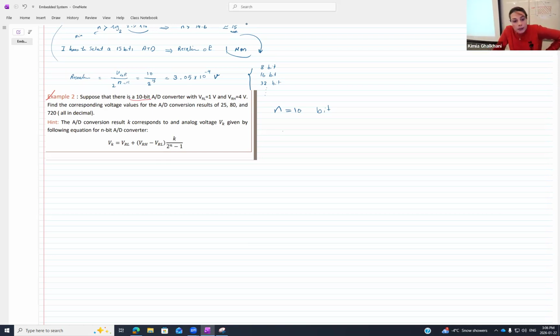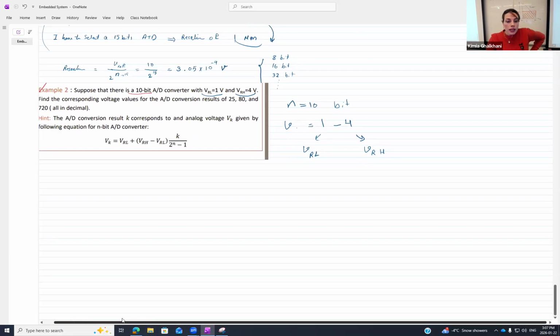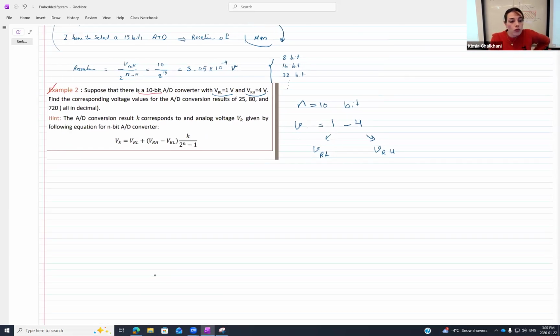and it's asking me, okay, you have also your VRL and VRH, means your voltage is 1 to 4. This is your VRL. This is your VRH. Make sense so far? Now what is next? Next is asking find the corresponding voltage value for your analog to digital conversion. Remember in the other one, you have to look for the bits. Now you want the voltage for the analog to digital conversion. And then for what purpose?